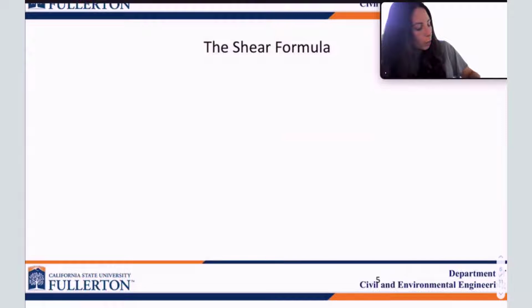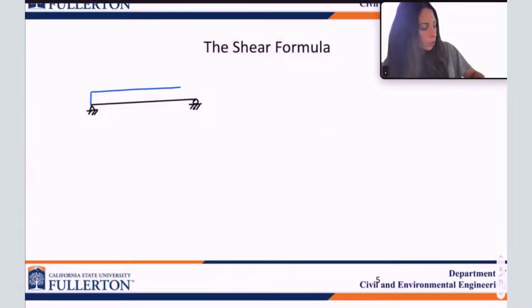We're going to start by drawing just a simply supported beam. And what is a simply supported beam again? We have a pin support on one side, we have a roller support on the other side, and then we have some loading on the beam. I'm going to draw a constant distributed load across this beam.